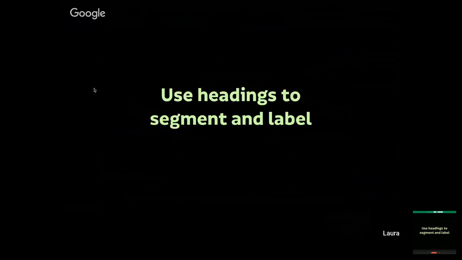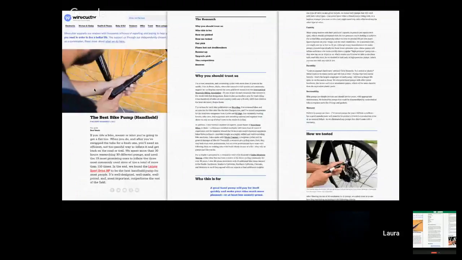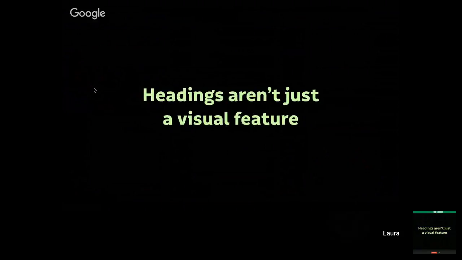Another way we can make our content more inclusive and easier to understand and easier to read is to use headings to segment and label all of that longer content, all of the longer lengths of text. A really nice example of this is on the Wirecutter website. They've got these really great big headings that are really clear. This is for a bike review. They have why you should trust us, who is this for, very clearly marked out headings. And also right at the top, they do have the content, so you jump to the specific information that you want to find.